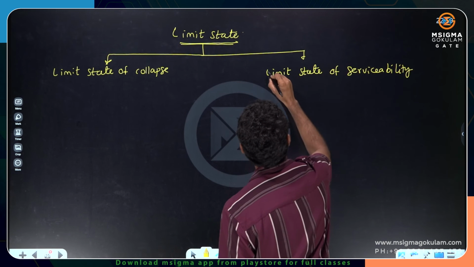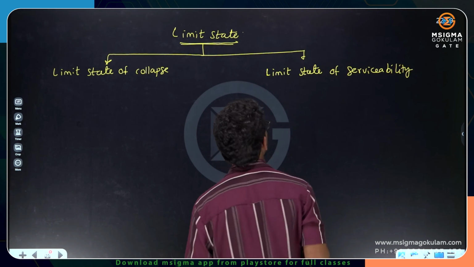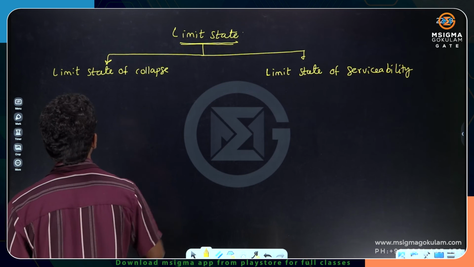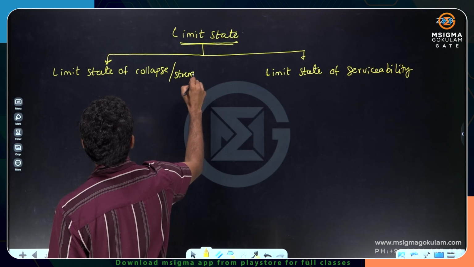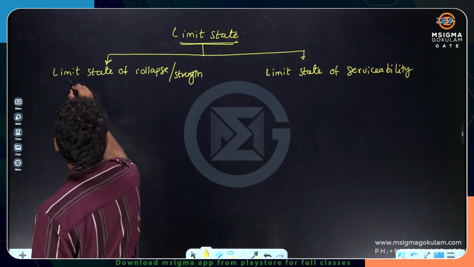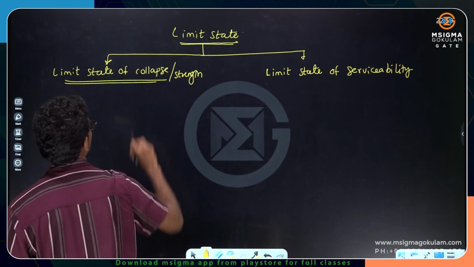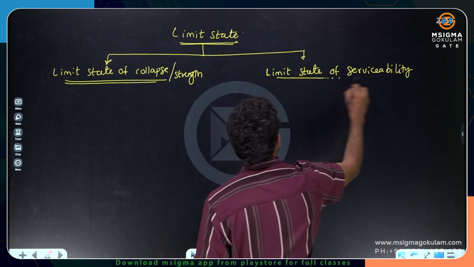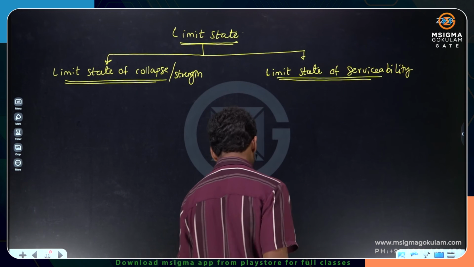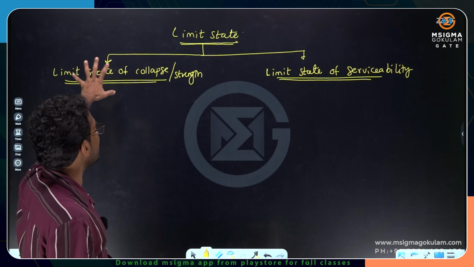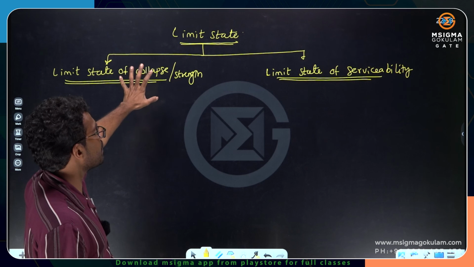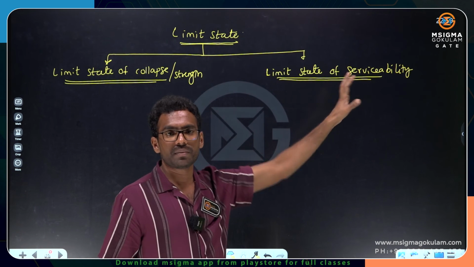Two things are there: limit state of collapse and limit state of serviceability. Limit state of collapse is also called the limit state of strength, and limit state of serviceability, anyhow you know this. That means any structure we design should be safe against the limit state of collapse aspect and the limit state of serviceability aspect.